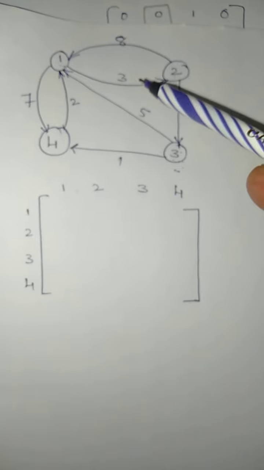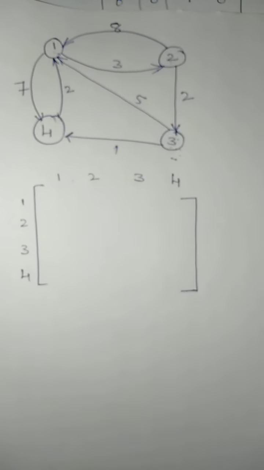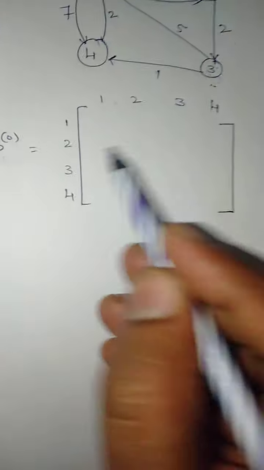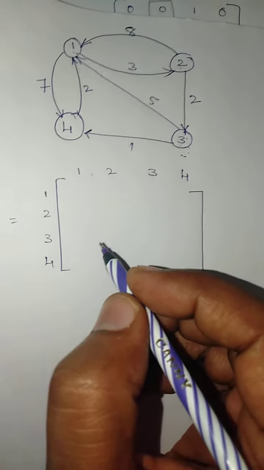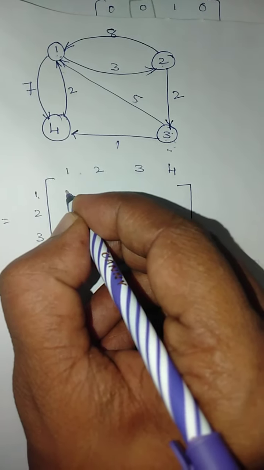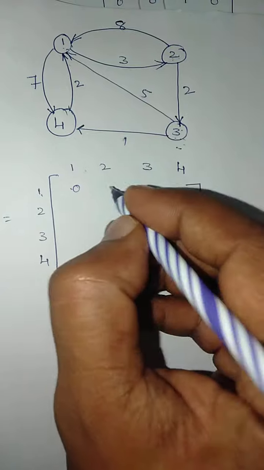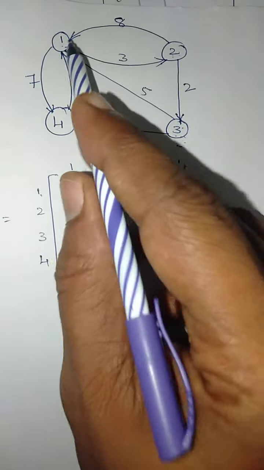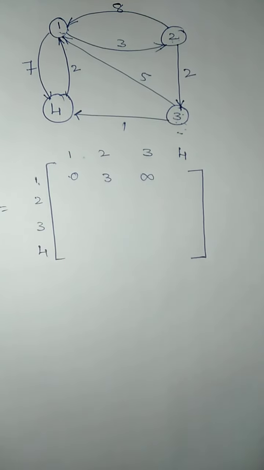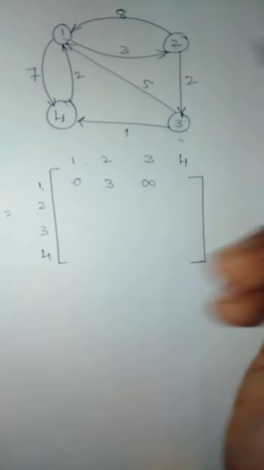Therefore, you need to find such all pairs shortest paths from each vertex to every other vertex. All right, so first I will write the matrix D0. This matrix is nothing but the weight matrix. So 1 to 1, what is the cost? 0. Then 1 to 2, what is the cost? It is 3. Next 1 to 3, is there a direct edge? No, therefore make it infinity.